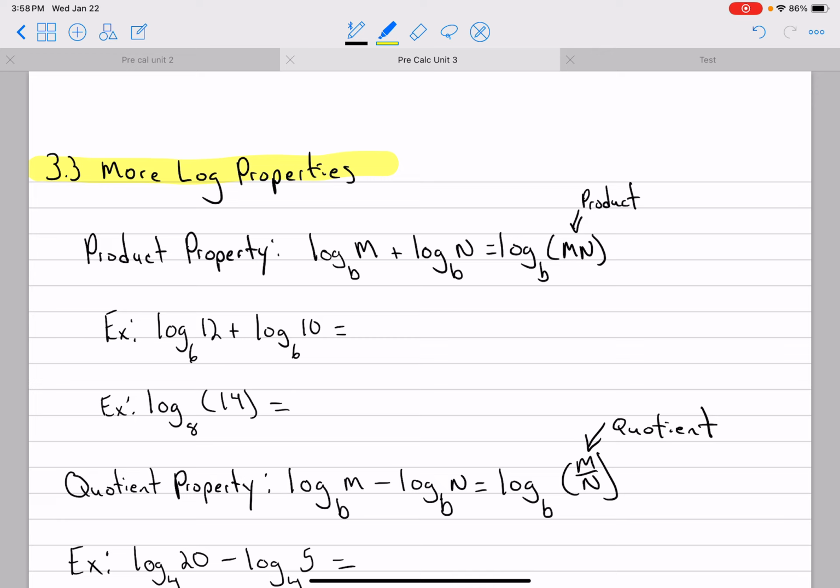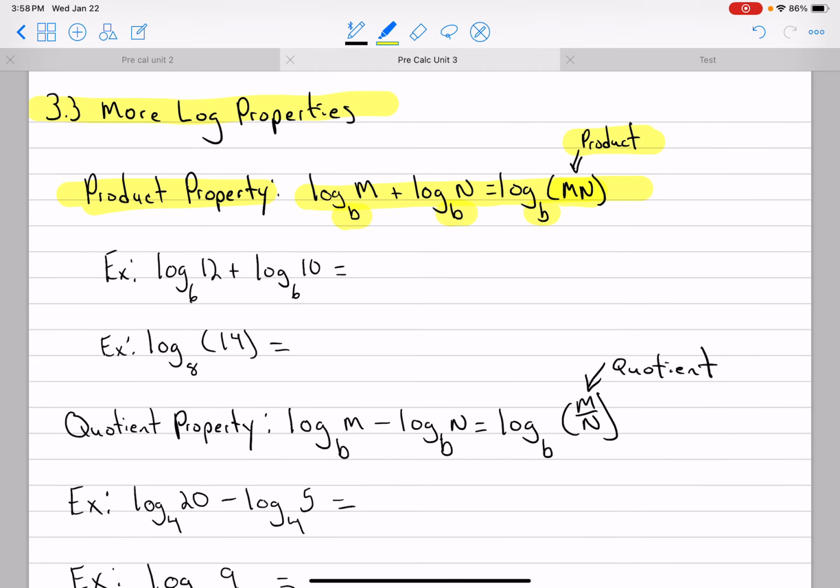More log properties. All right, so we got 3 log properties that you need to know in addition. First up, the product property. So if you got the log base b of m plus the log base b of n, that means the log base b, notice all the bases are the same, of m times n. There is your product, okay?